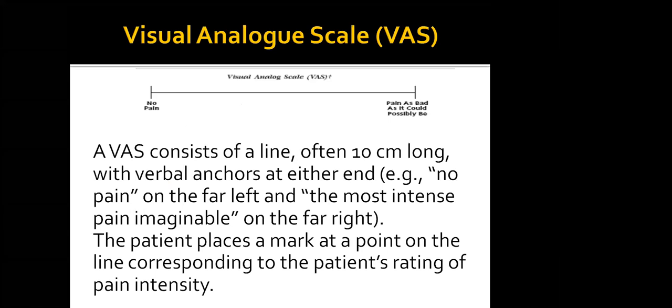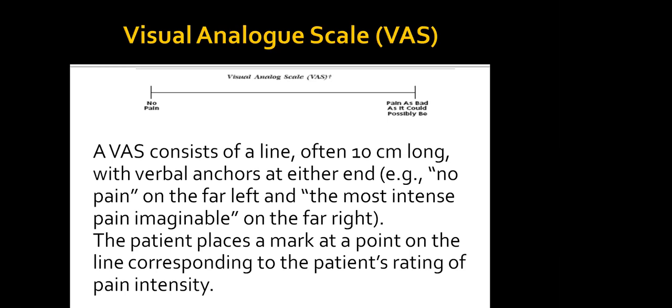So the foremost is the visual analog scale, or VAS. VAS is a measurement instrument that tries to measure factors for attitude that range across a continuum of values, and it is very difficult to measure. It consists of a line, often 10 centimeters long, with verbal anchors at either end. For example, no pain on the far left and the most intense pain imaginable on the far right.